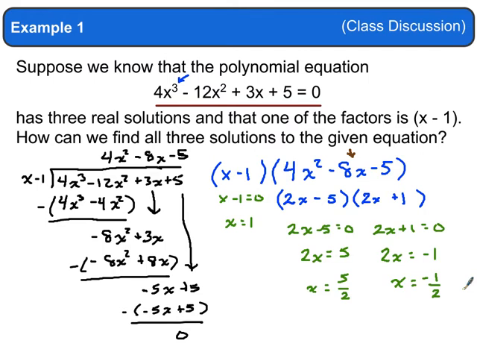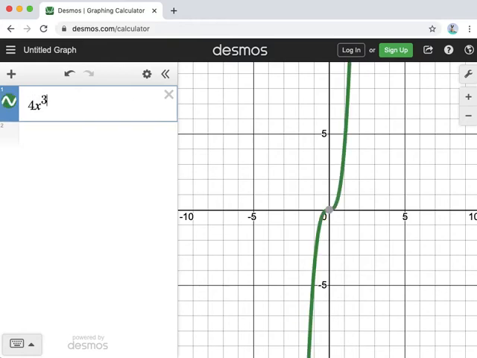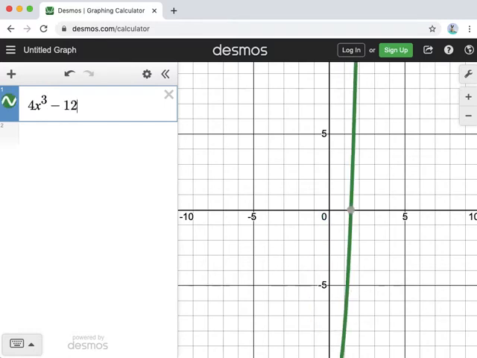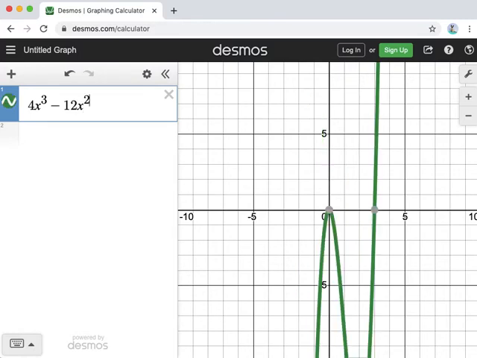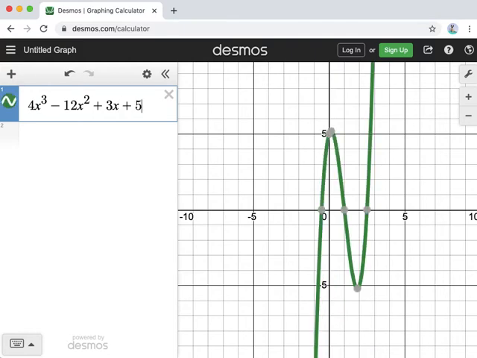We're going to check that with a graph. So we're going to open up Desmos. We can close out this one. And again, if you have not tried this yet, try typing in the original function. So that would be 4x raised to the third power. And then minus 12x squared plus 3x and then plus 5.